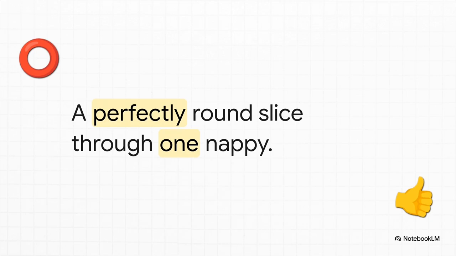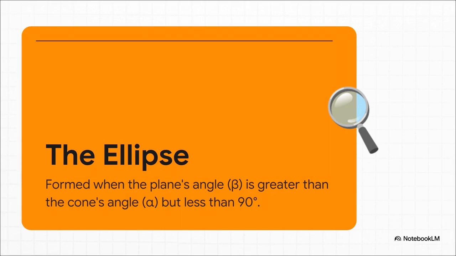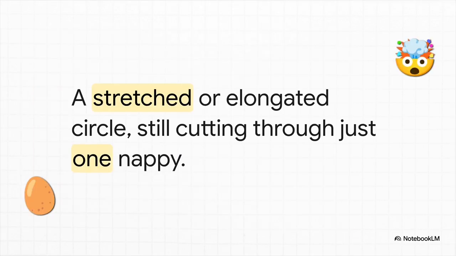Pretty simple, right? Okay, but now things get really interesting with just a tiny little tweak. Let's take that same flat plane and just tilt it, just a little bit. The key is that the angle of our slice, beta, is still bigger than the cone's angle, alpha, but it's less than that perfect 90 degrees we used for the circle. And just that one small change gives us something brand new. Our slice isn't a perfect circle anymore.